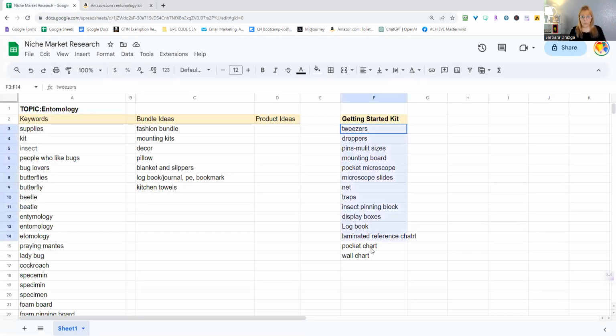Now, I'm not saying we're going to bundle all these things. These are just ideas for some things we can put in a bundle. But creating a bundle around that microscope and making an all-in-one getting started kit for kids between like 8 and 12, 8 and 13, that would be my goal.